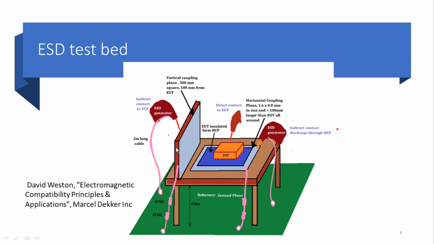All right. So what is done is, for air discharges, you can also inject the current into insulating surfaces, which then through the coupling plane can connect to the equipment under test. So, for direct application of discharges to the EUT, the ESD shall be applied to such points and surfaces of the EUT as are accessible to personnel during normal usage.